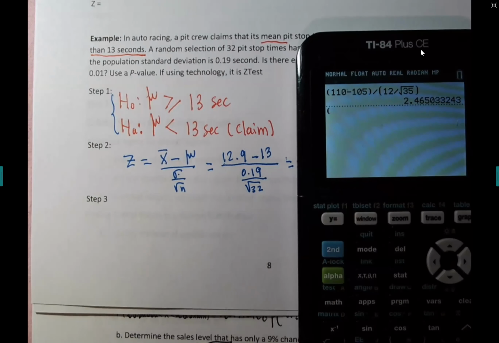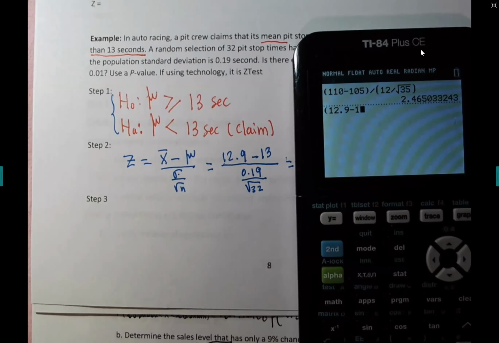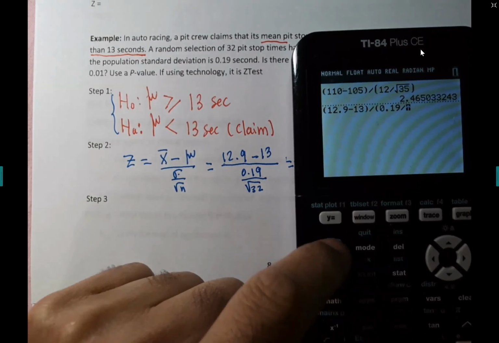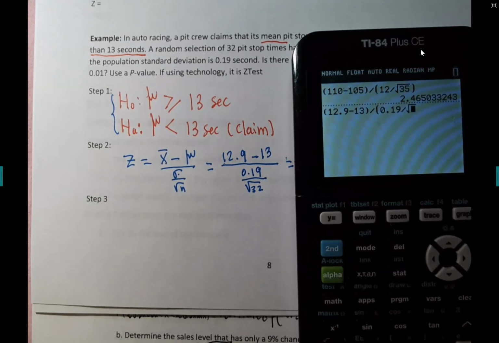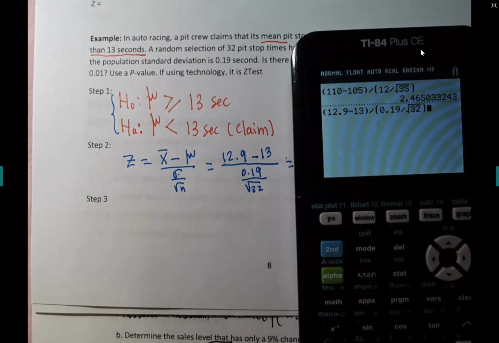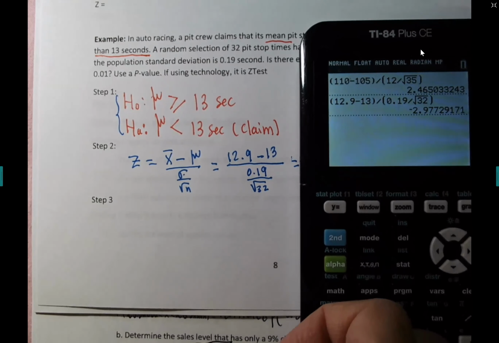So put 12.9 minus 13. And just bear with me, guys. You're not going to have to do this by hand, but let me show you that what we do by hand is programmed into the calculator. 0.19 divided by the square root of what? 32. Watch. Okay, I got negative 2.98. Z-scores are rounded to 2 decimal places. So negative 2.98.